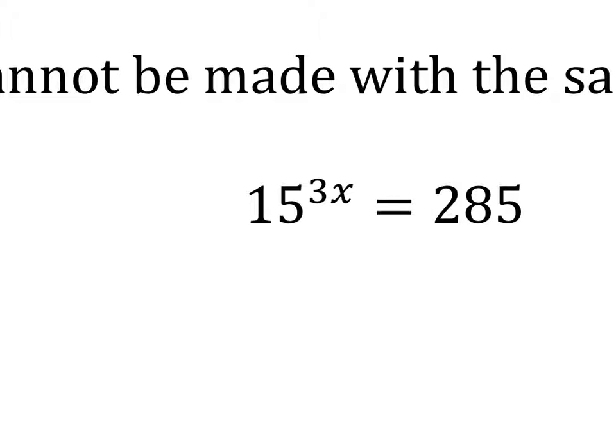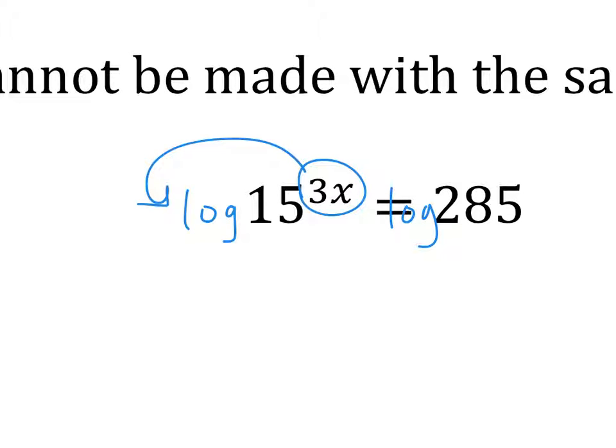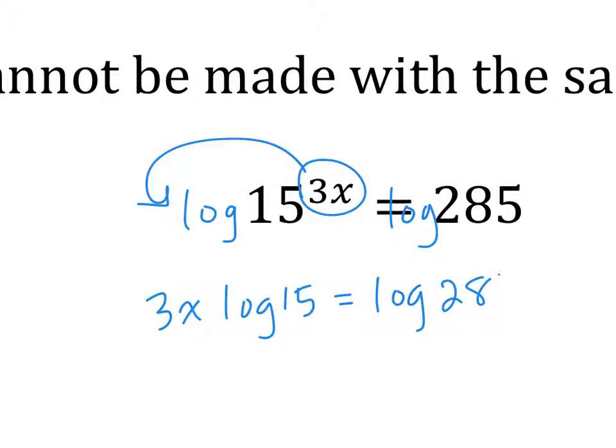To move it down, I have to take log on both sides. Log is the only thing I know that we can do so that we can move the exponent. Whatever you do to one side, you have to do to the other side. So log on both sides, and we're going to move that 3x down. So this is 3x log 15 equals log 285.